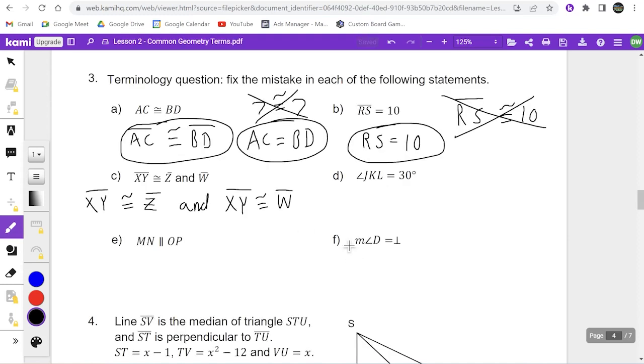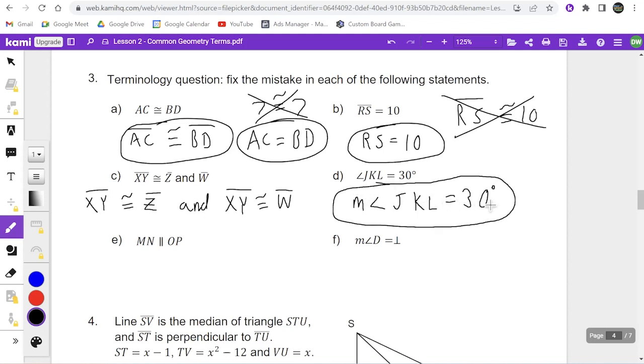Okay. Next, part D, angle JKL equals 30 degrees. What's wrong with this? Anybody? For those watching the recording, there are people here. It's not just me talking to myself. Anyways, what's wrong with this is we're missing the measure symbol, little m. The measure of angle JKL has to equal 30 degrees. And why do we need that? Because you use the measure of angle for any numbers, like this one.